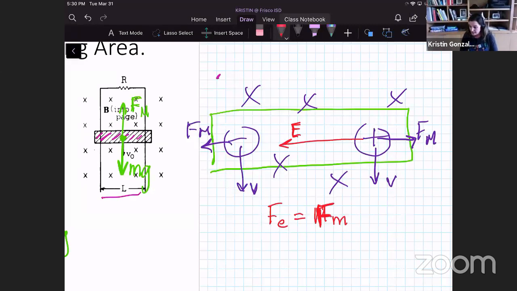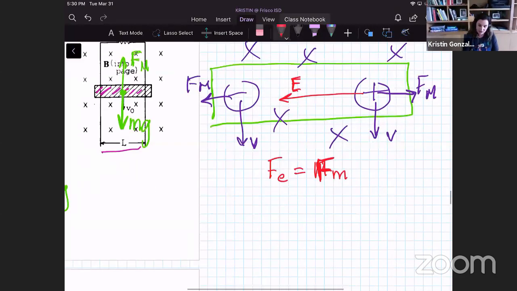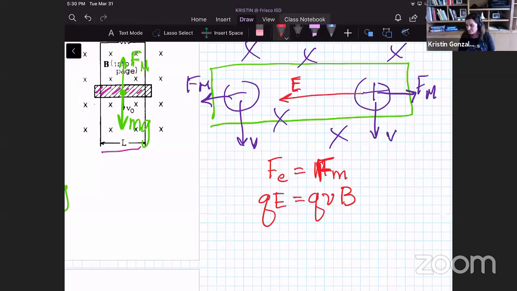And how do we get what that electrostatic force is? Well, the electric force on them is Q times E. And we also know that the magnetic force on a moving charge is QVB, where V is the velocity. Well, our charges cancel out, and we can say the electric field that will be formed between those two is going to be equal to the velocity of the bar times the magnitude of that magnetic field. So sometimes that might be useful information, but maybe not.